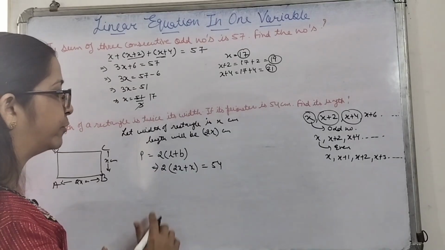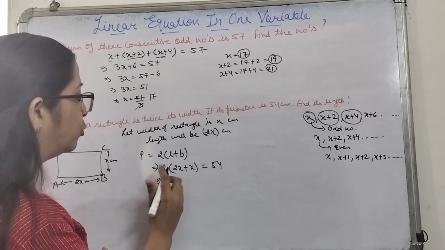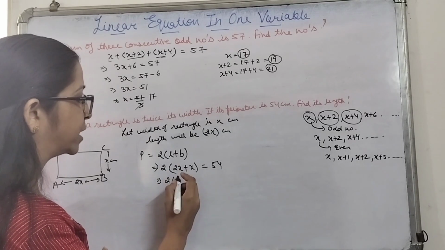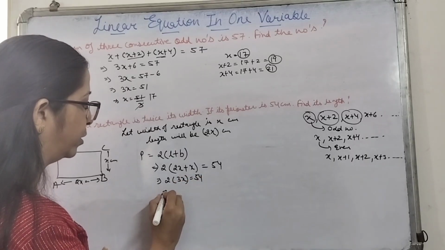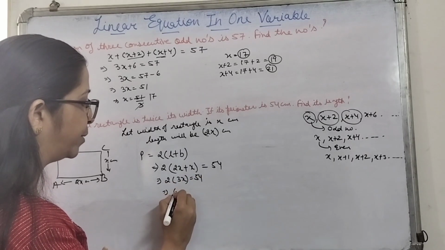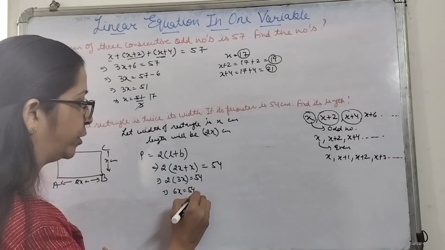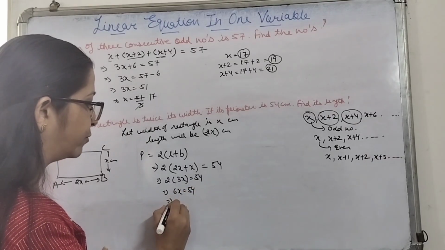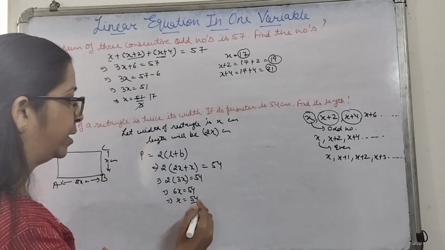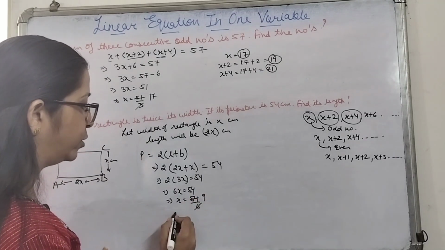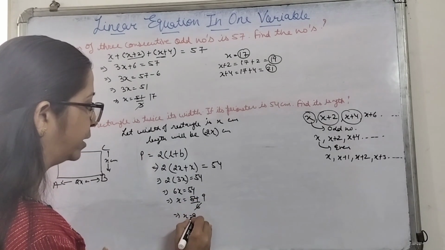Now we will be solving it further. 2 multiplied by 2x plus x will become 3x. It is equivalent to 54. 2 multiplied by 3x will be 6x. It is equivalent to 54. Now 6 is in multiplication with x. So x will be 54 divided by 6. 6 9 is 54. So the value of x is 9.